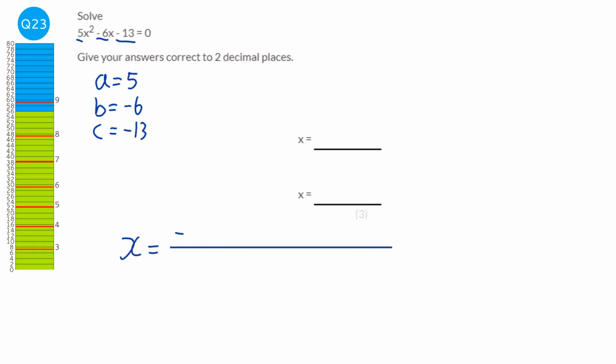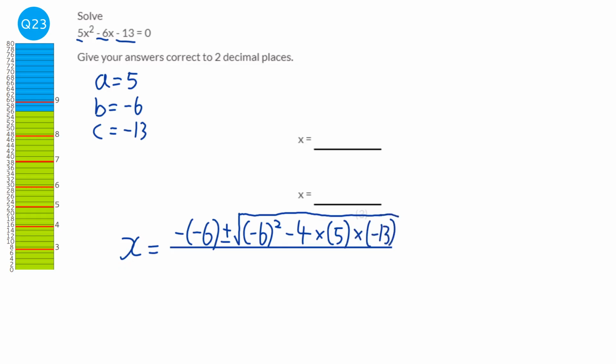So we have minus b. Now I always put the values I substitute in brackets, and the reason is that if they're negative, you can make mistakes, especially here when it's b squared. If you don't put it into brackets, it won't give you the right answer because it will square the 6 and then put a minus before it. Minus 4 times a times c. And if you always put them in brackets, you don't even have to think about it. It'll always be right. And then over 2 times a.